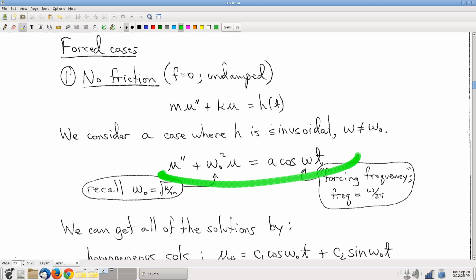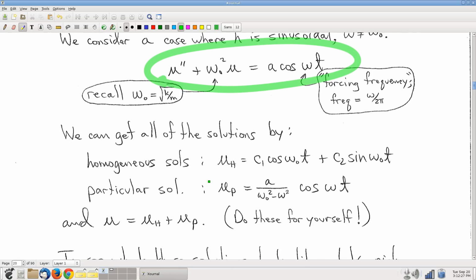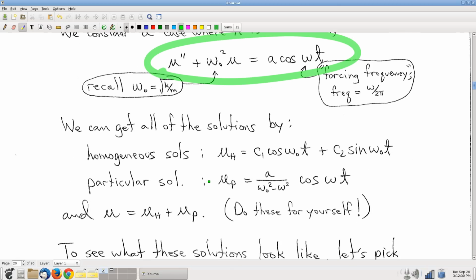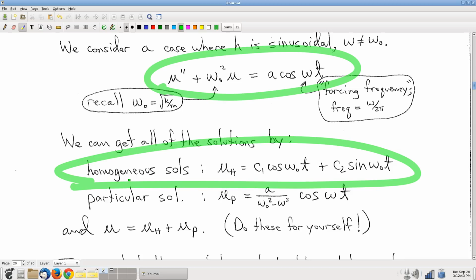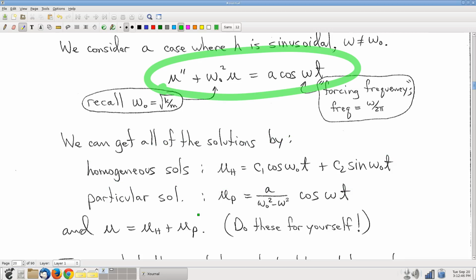Okay, so with a differential equation to work with, a nice exercise for students to work on your own is to write down the homogeneous solutions, write down a particular solution. We have methods for these. In fact, we've already considered the homogeneous solutions in a previous discussion. And then, of course, the general solution is all of these homogeneous solutions plus that particular solution that we found there.